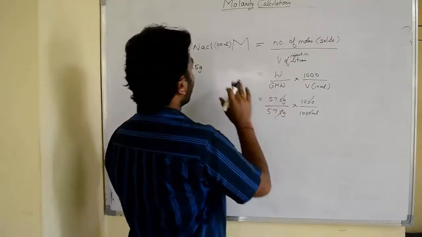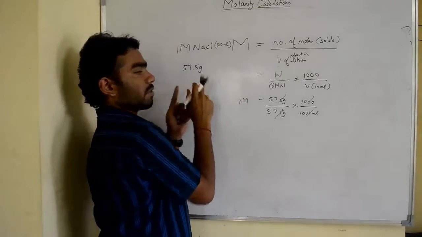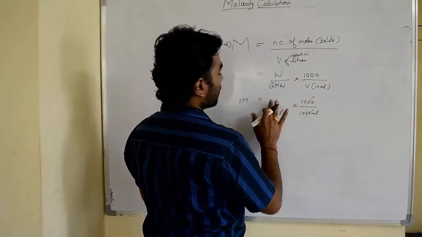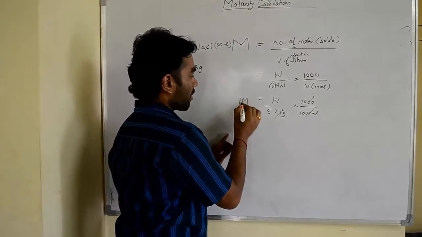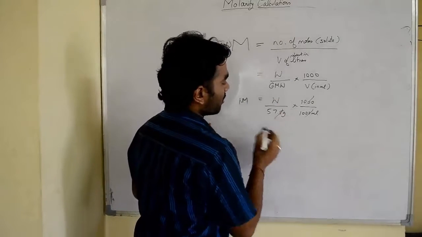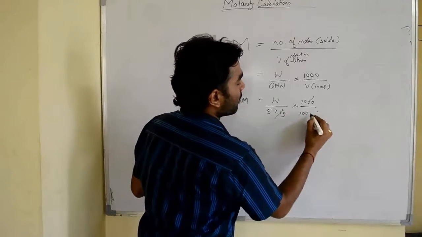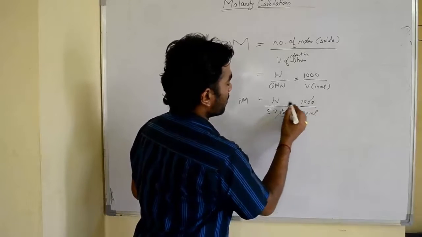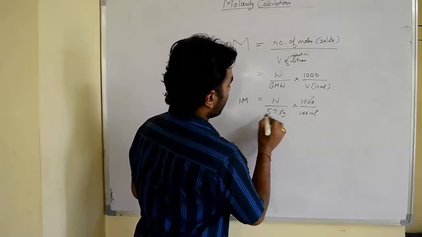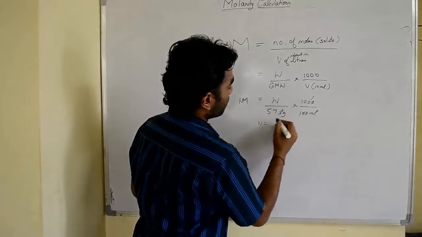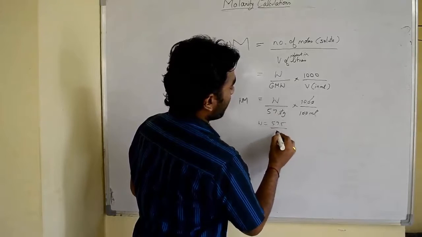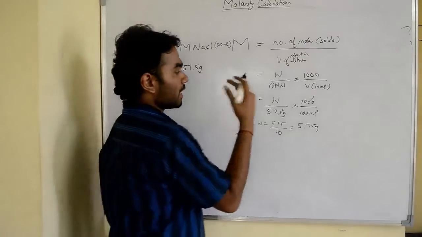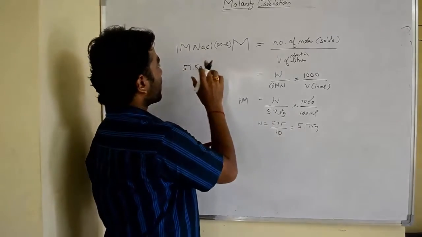In order to prepare 100 ml, you should not add 57.5 grams. Then it would be a little bit changed here. You need to find out this one. You want 1 molarity, and here you are taking only 100 ml. So now you do the calculation. These two will get cut. 57.5 divided by 10 is 5.75 grams. So you have to take 5.75 grams in 100 ml to get 1 molarity sodium chloride.